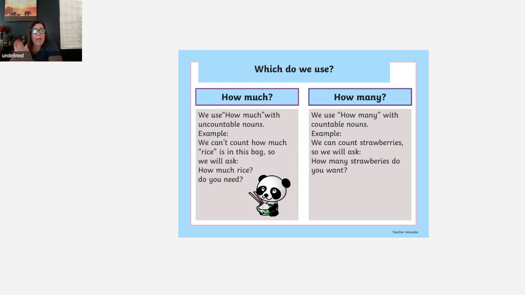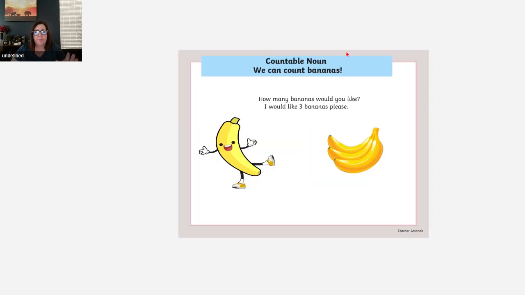Now, when it comes to countable nouns, we will use how many because we can count our countable nouns. So, for example, how many strawberries do you want? Do you want 5 strawberries or do you want just 1 strawberry? So, how many we're going to use with things we can count, how much with things we cannot count. So, for example, we can count bananas. I would like 3 bananas, please. 1, 2, 3, 3 bananas.